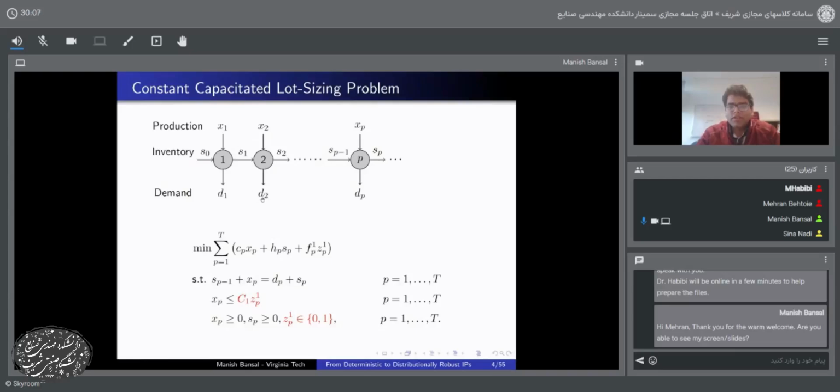Here is a special case of a network flow problem where each node represents a day. For a day P, we have to decide what the inventory should be at the beginning of day P, which is S_{P-1}, how much is to be produced on day P, which is X_P, and what the inventory should be at the end of day P, which is S_P, given the demand D_P. We also know the per unit cost of production and the per unit cost for inventory. We also have a fixed cost: if a machine is set up on day P, then there is a fixed cost of F1_P that is to be paid. If the machine is not set up, then there is no fixed cost.